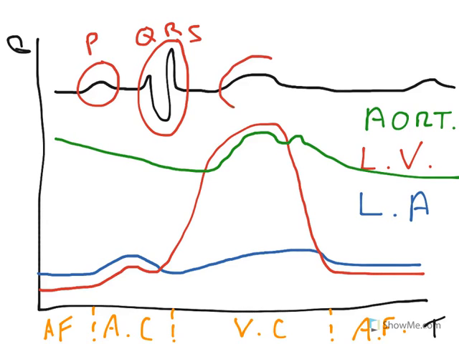Finally, the final part of the waveform that we need to look at is this, which is called the T wave. And what the T wave represents is ventricular repolarization. So this is the ventricular muscle recovering after its contraction. So this is the muscle fibers, if you like, resetting their electrical potential so that they can then go on to contract again.